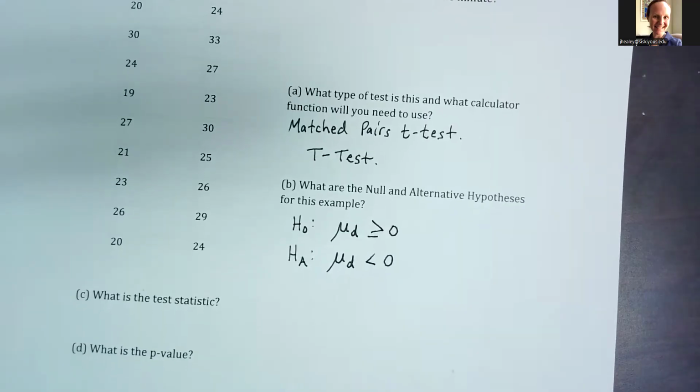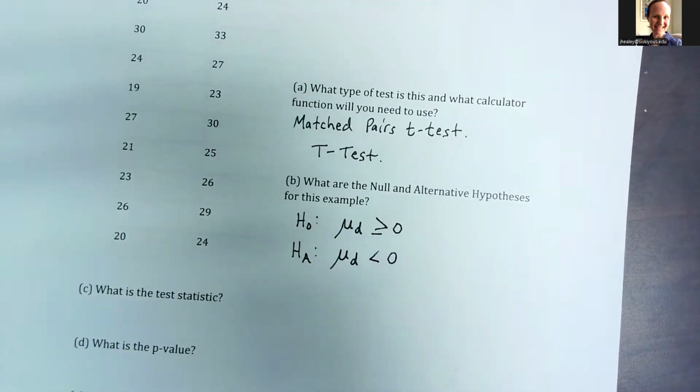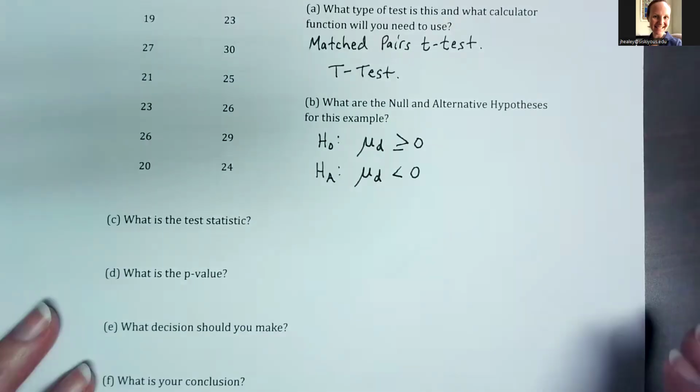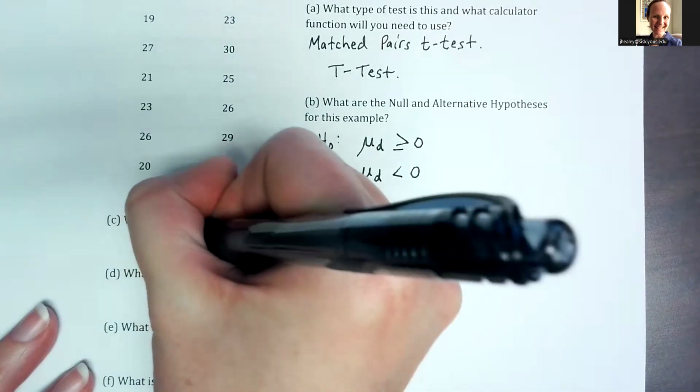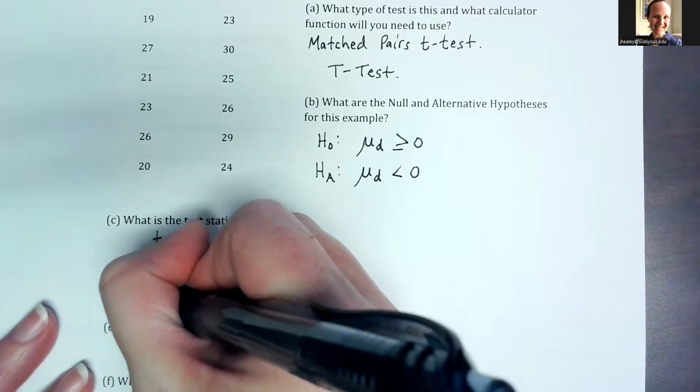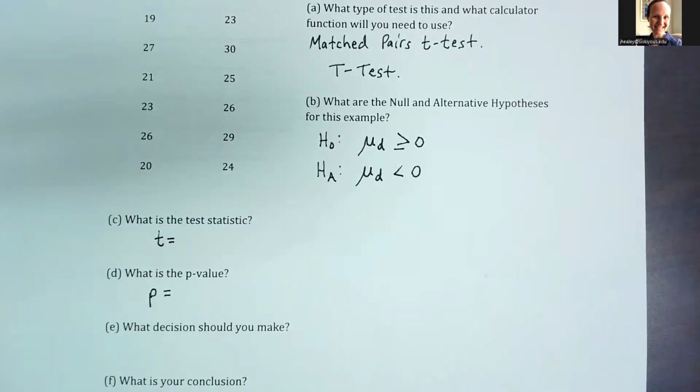Okay. So this is a matched pairs t-test. So in terms of the test statistic, when I go get that from the calculator, it's going to be a t-value, and we're going to get a p from the calculator as well.